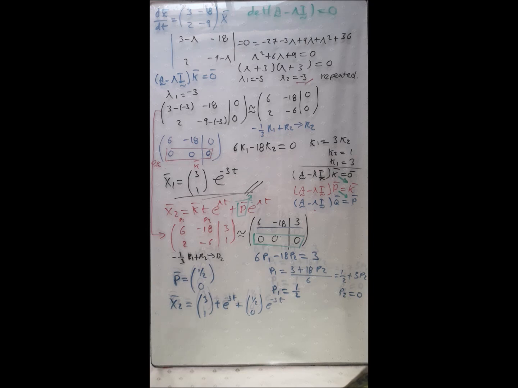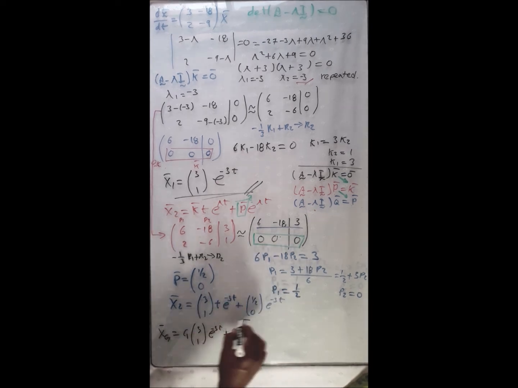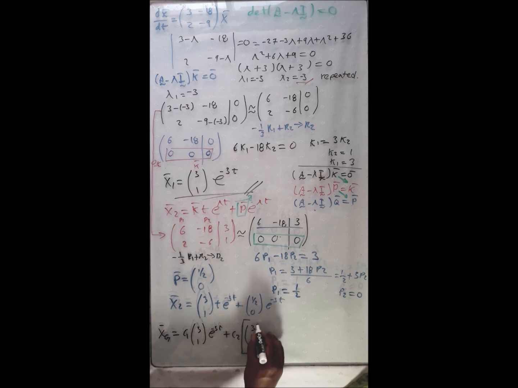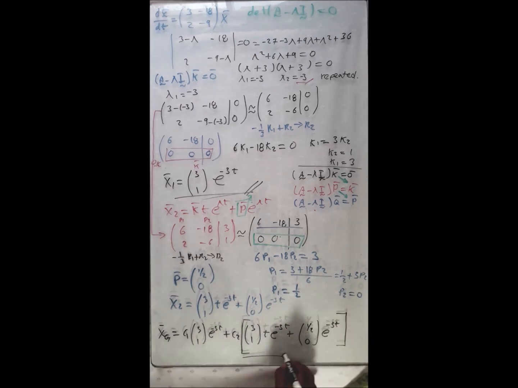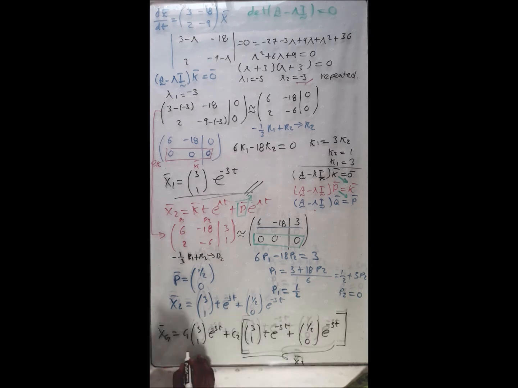Now, just let me write the general solution. The general solution is going to be C1, first solution, 3 and 1, exponential of minus 3t, plus C2 times my second solution, which is this big solution: 3, 1 t exponential of minus 3t, plus 1/2, 0, exponential of minus 3t. All this is my second solution. And this part is my first solution for the repeated roots case.